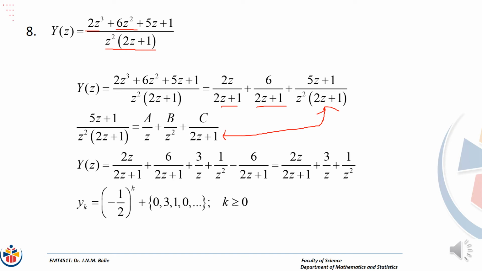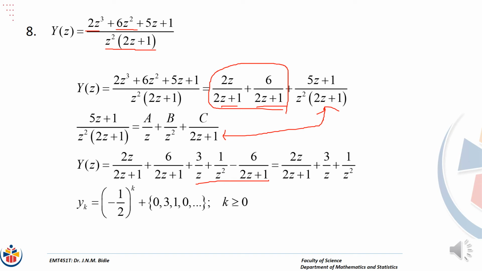Therefore, we need to get those partial fractions. Also remember, when we have z squared, a will be divided by z, b by z squared, and then c by 2z plus 1. We get those partial fractions, and then thereafter, remember, these are the partial fractions that we got: a is 3, b is 1, and c is negative 6. And then we add them to those two terms that we had there.